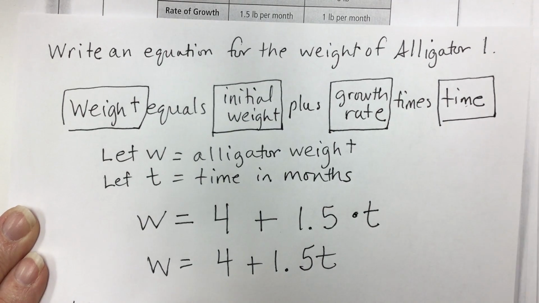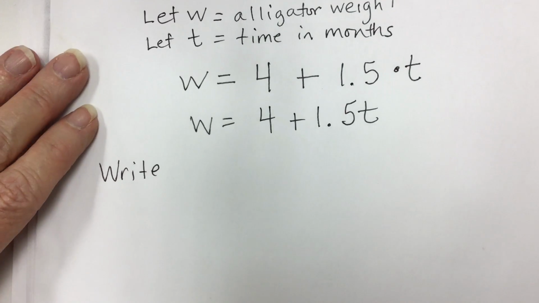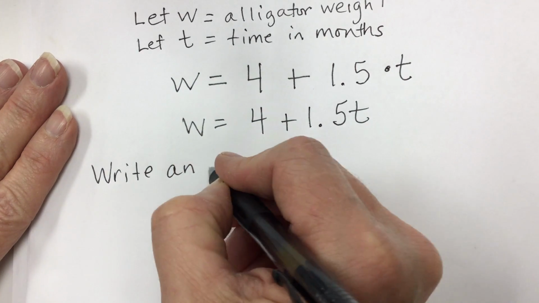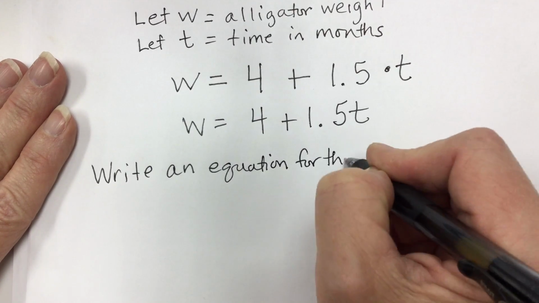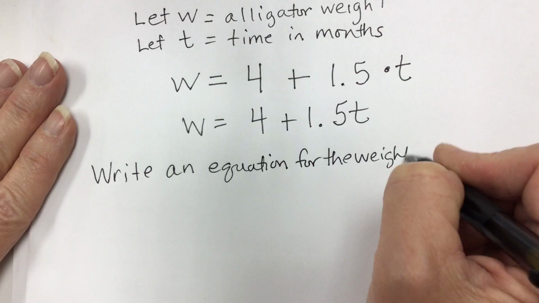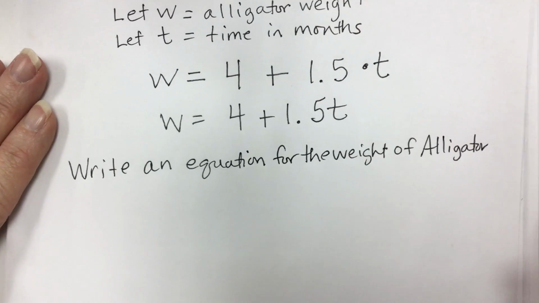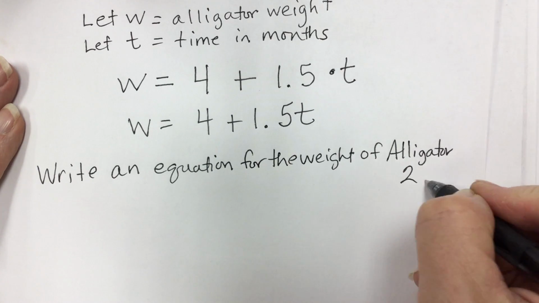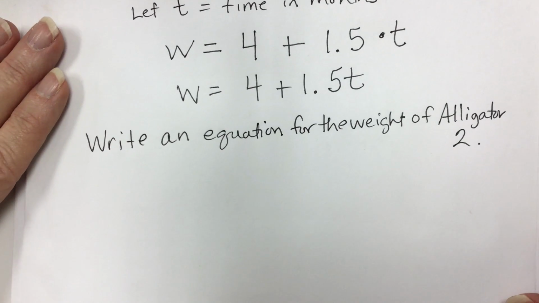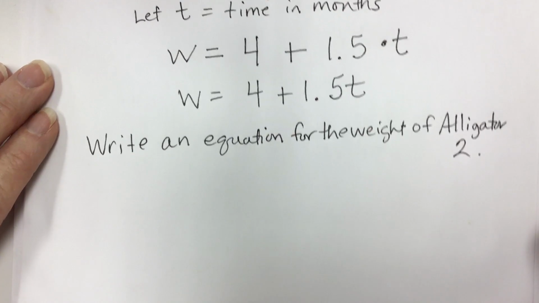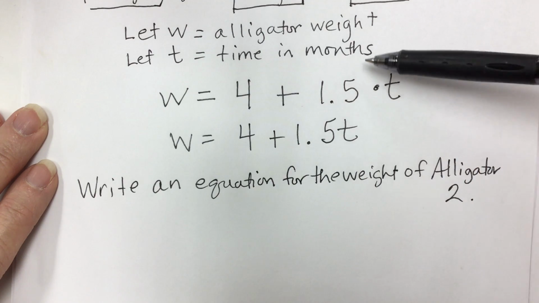Next, let's write an equation for the weight of alligator 2. Okay, so let's write an equation for alligator 2. We will still let W represent the alligator weight and T represent the time in months.